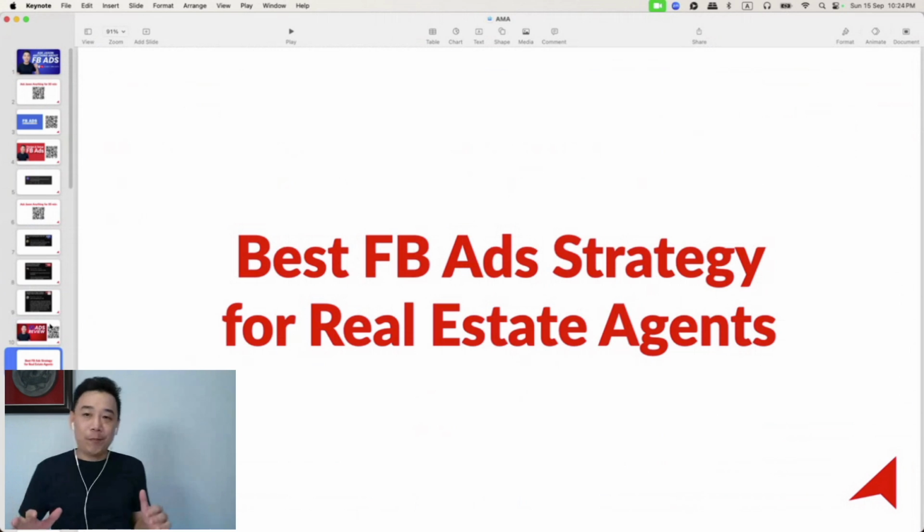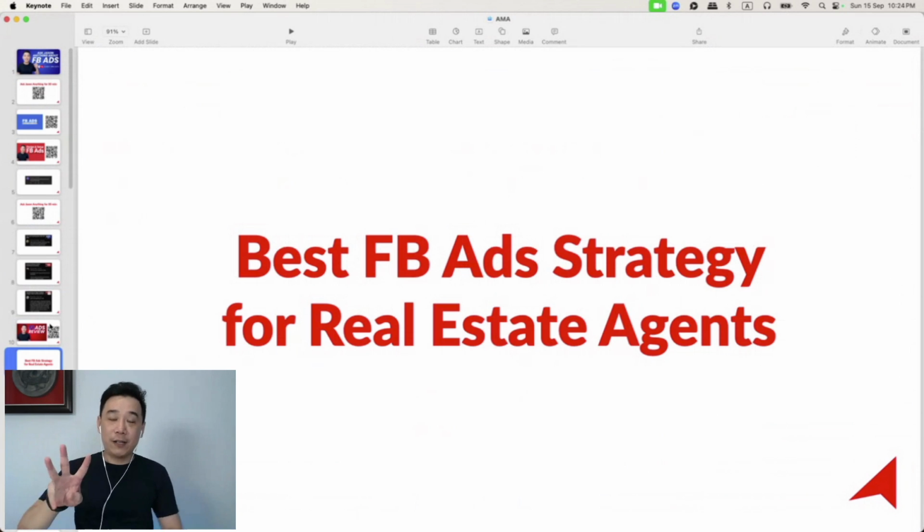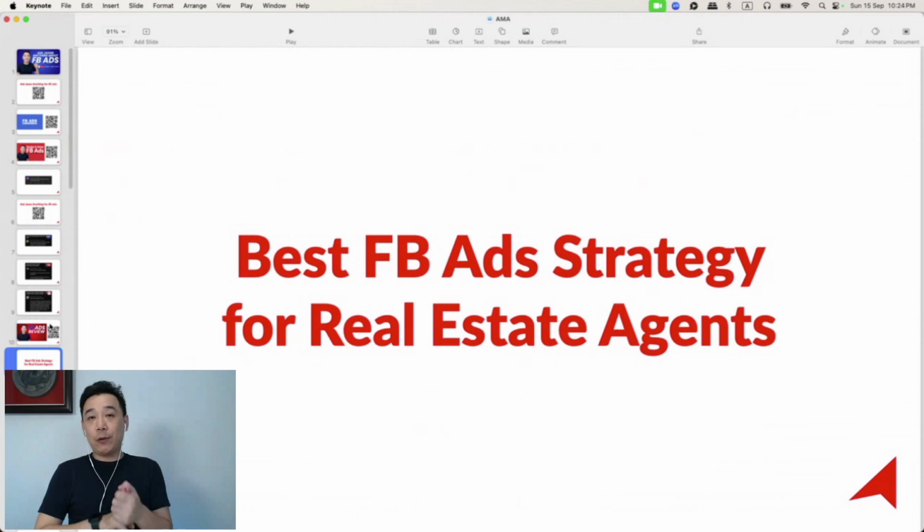So let's put it this way. Basically, when we are designing a Facebook ad strategy for a real estate agent, we break it into three parts. Three parts means we have three groups of audiences that we're addressing, and there will be three different structures for your campaign. So the first one is definitely the top of funnel.